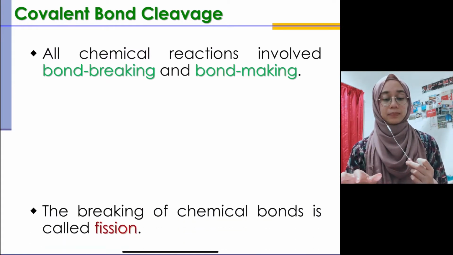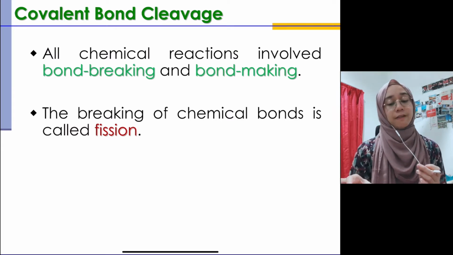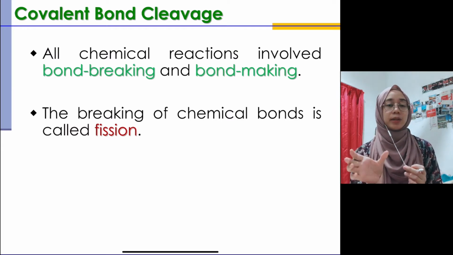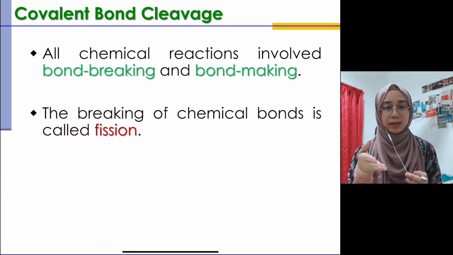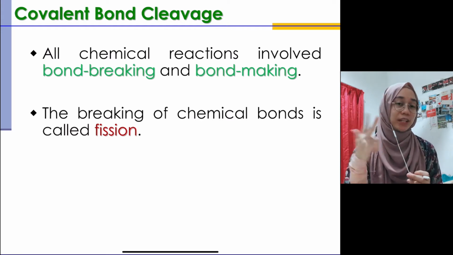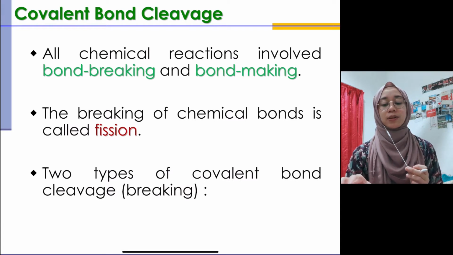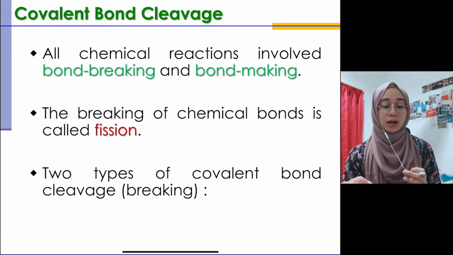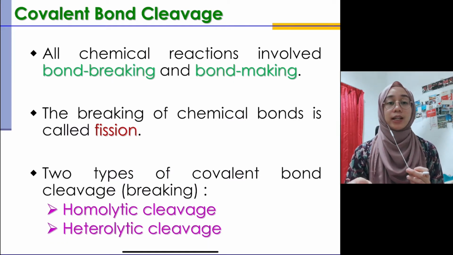Okay. So the breaking of chemical bonds is called fission. The word cleavage tu sebenarnya bermaksud breaking lah. So ada banyak sebenarnya yang bermaksud breaking kat sini. Fission, breaking, cleavage. So 3 benda tu adalah benda yang sama aja sebenarnya. Okay. So there are 2 types of covalent bond cleavage that we will cover. The first one is homolytic cleavage, and the second one is heterolytic cleavage.